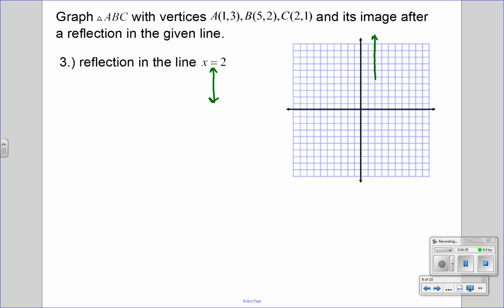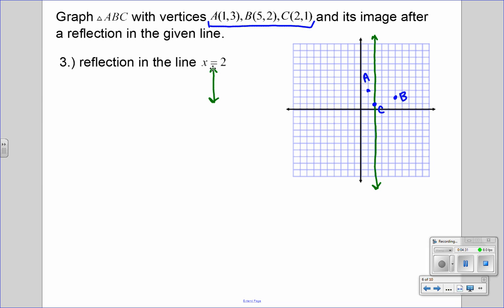The easiest way to do this one is just to graph it. We don't have to write any of the points down. So let's graph the pre-image. Let's do that in blue. So A is (1, 3). B is (5, 2). Oops, I did that one wrong. B is (5, 2). And C is (2, 1).